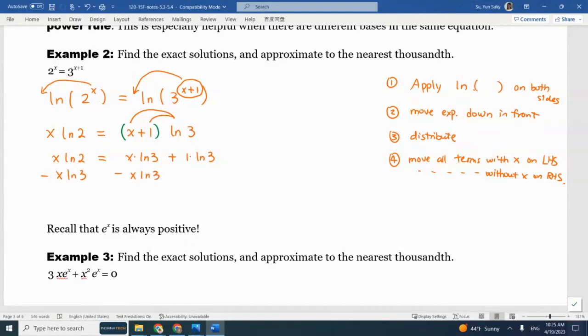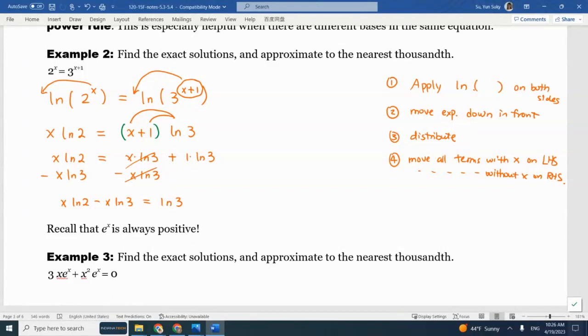And then on your left hand side, you get what? x ln 2 minus x ln 3. And then on your right hand side, this cancels. You get ln of 3. ln of 2 and ln of 3 is just a number. You treat it as a number.